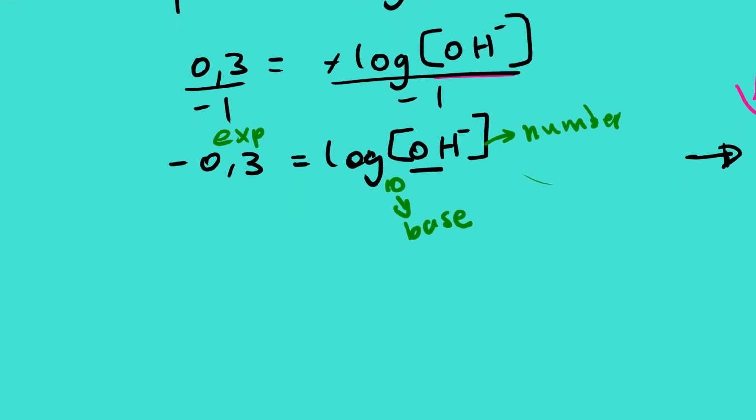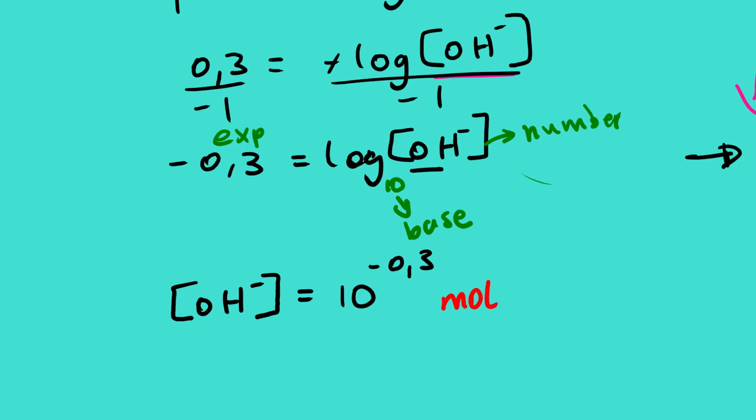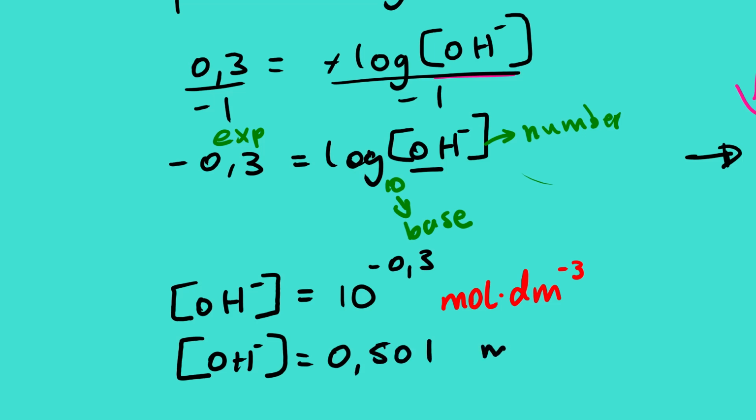So reversing this, we are going to have our hydroxide concentration equal to the base, which is 10 to the power negative 0.3. Then we can quickly punch it in, and we have our concentration, 10 to the power negative 0.3 mole per dm cube, which is equal to, rounding off to 3 decimal places, 0.501 mole per dm cube.